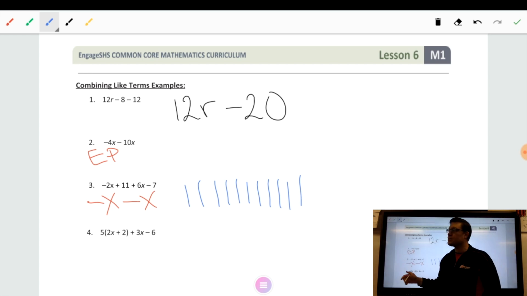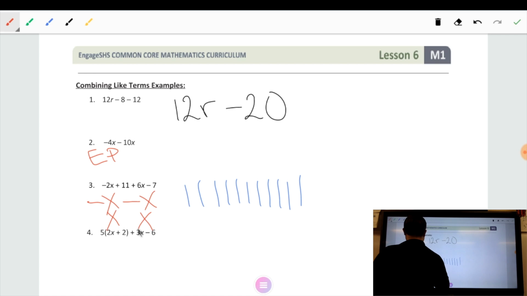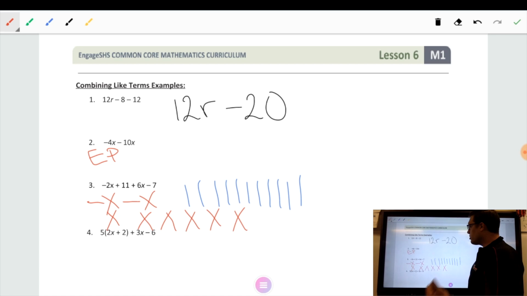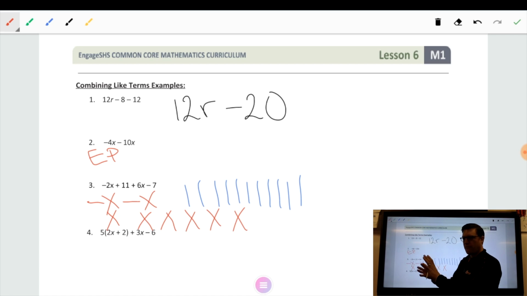Plus 6x. So I wrote a minus sign in front of these x's, and I'm going to kind of get things to line up for a reason. So I have x, x, x, x, x, and x. 1, 2, 3, 4, 5, 6 of them. Now I'm taking those and lining them up. So I'm kind of doing this like shuffling with the negative 2x and the plus 6x.